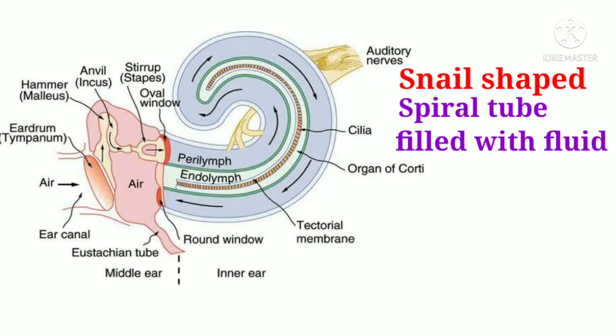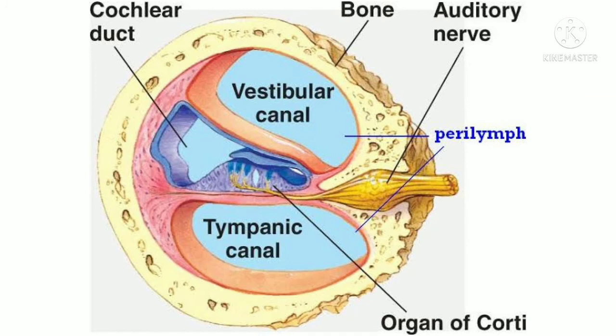Cochlea. Cochlea looks like a snail-shaped spiral tube filled with fluid. Functions of cochlea: hair cells act as sound receptors. When hair cells bend, they generate nerve impulses. When we see the internal structure of the cochlea, it contains 3 compartments: the scala vestibuli, the scala media and lastly the scala tympani. The scala vestibuli and the scala tympani are filled with fluid called perilymph, and the scala media is filled with fluid called endolymph.